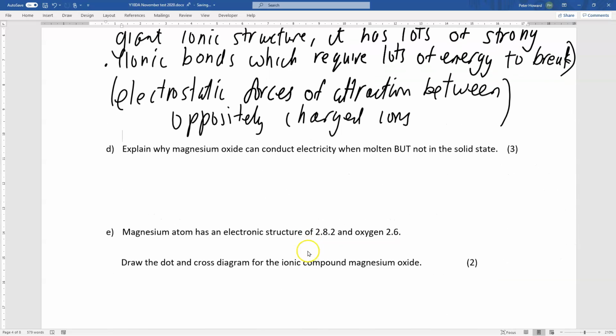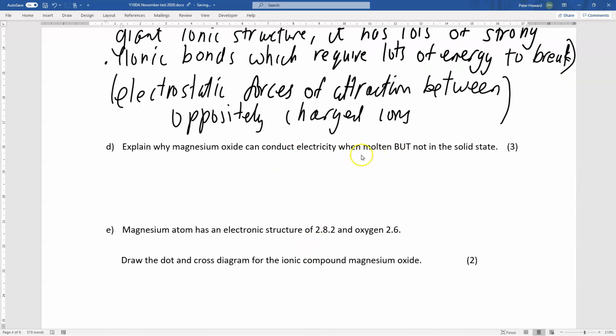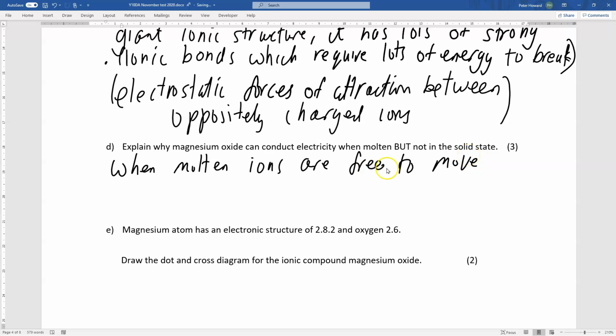Why can it conduct when molten but not solid? So we need to talk about particles. There's 3 marks for it. So we could start off with when molten. So when molten, what can move? Ionic compounds are made of ions, so ions are free to move. And in solid, we need to talk about the ions not being free to move. Why are they not free to move?